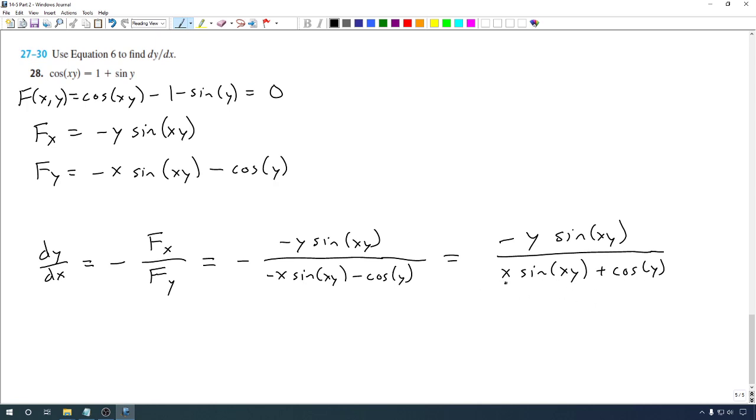I guess, let's say, if x equals 0 and y equals pi over 2, then that'll make everything 0 on the bottom. So this formula wouldn't work at the point (0, pi over 2). Let's just say that.